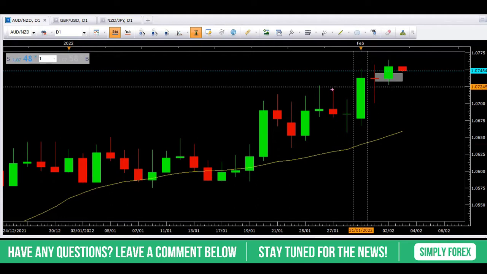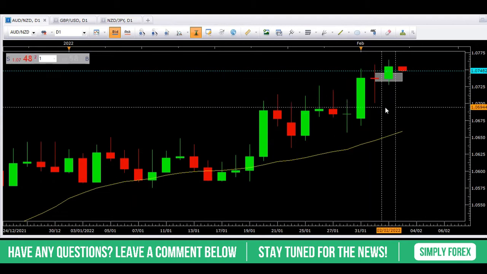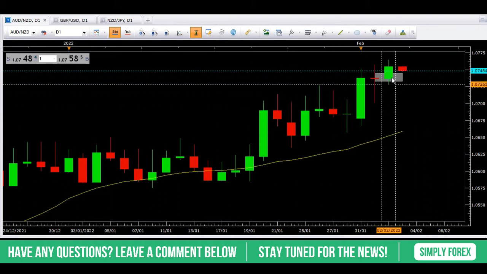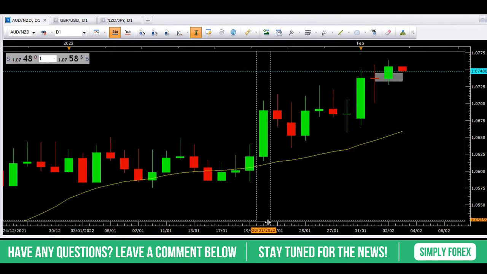Okay, so it broke these highs here. And then this candle came down and tested this now area of support, rejected it. And I still think we have some room to the upside, okay? And yesterday's candle, although not a very bullish candle, was still green. So I still think we can take this price upwards.